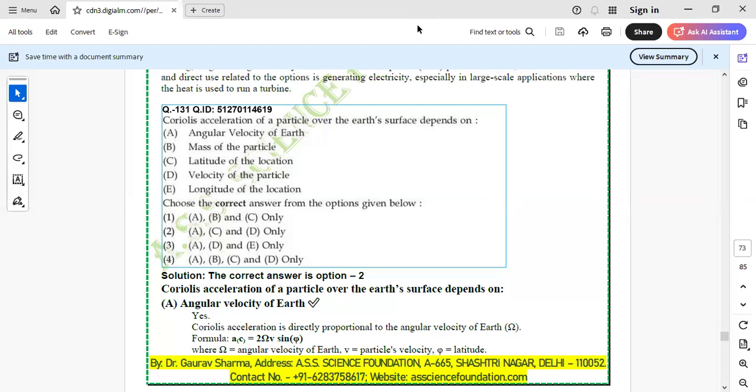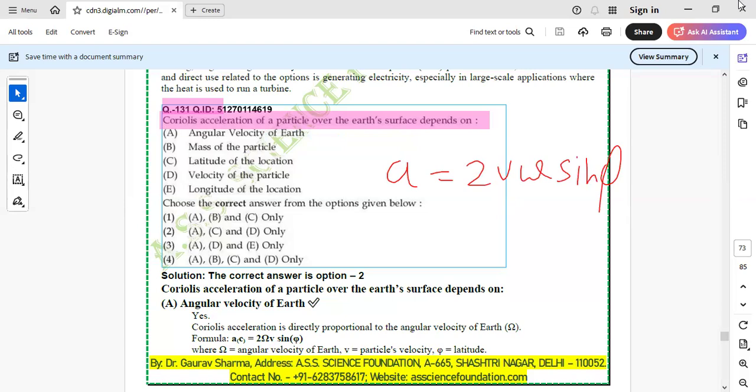This question is directly taken from Ali sir's class on dynamics, and it is also available in your booklet 3, where we have given the formula of Coriolis acceleration, or Coriolis force. Question number 131 says that Coriolis acceleration of a particle over the Earth's surface depends upon. The formula for Coriolis acceleration is A is equal to 2v omega sine phi, which you might have seen in the case of Coriolis force also.